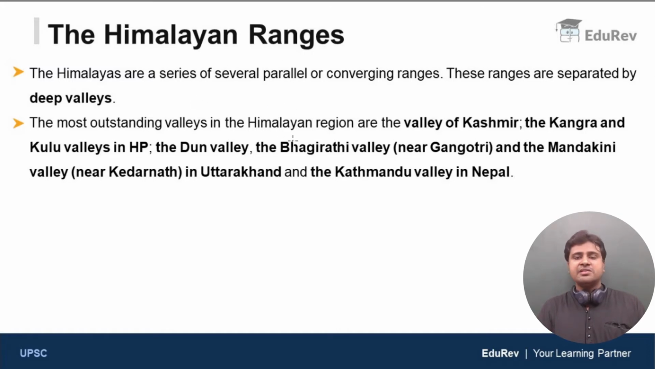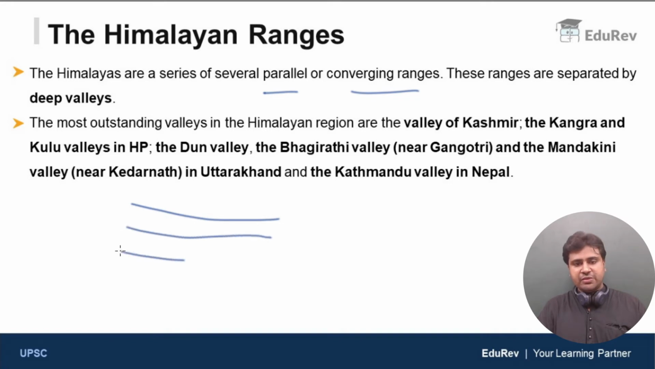Now, the Himalayas are a series of several parallel or converging ranges. So, what is the meaning of converging? The ranges meet at a point. So, Himalayas are a series of several parallel or converging ranges. Now, these ranges are separated by deep valleys.